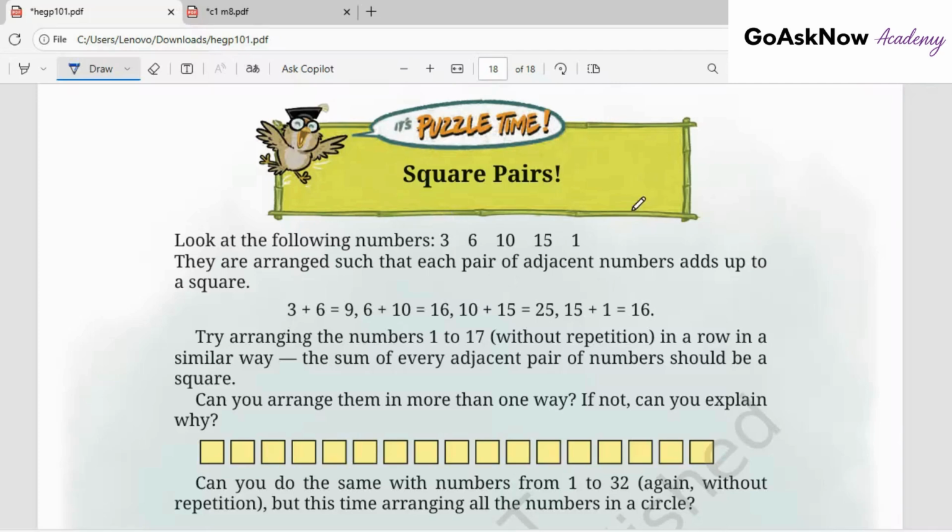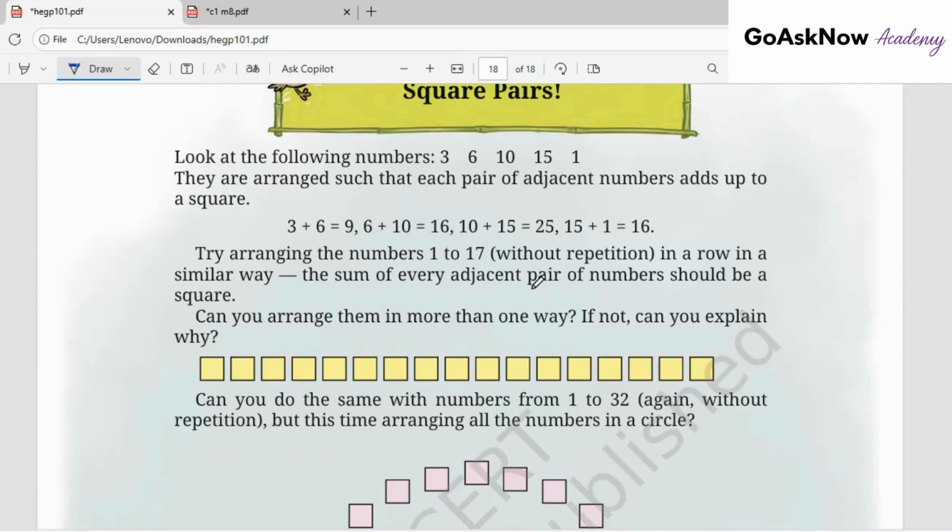Puzzle time: square pairs. Look at the following numbers: 3, 6, 10, 15. They are arranged such that each pair of adjacent numbers adds up to a square. 3 plus 6 is equal to 9, 6 plus 10 is equal to 16, 10 plus 15 is equal to 25, 15 plus 1 is equal to 16. Try arranging the numbers 1 to 17 without repetition in a row in a similar way. The sum of every adjacent pair of numbers should be a square. Can you arrange them in more than one way? If not, can you explain why?